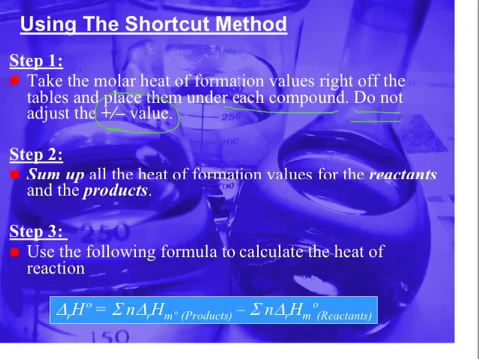The second step is to sum up, that is, to add all of the heats of formation values for the reactants on the left-hand side of the arrow, and then find the heat of formation for all the products.